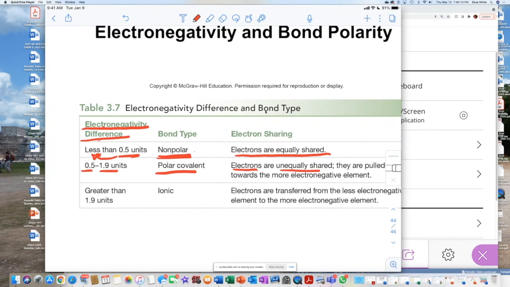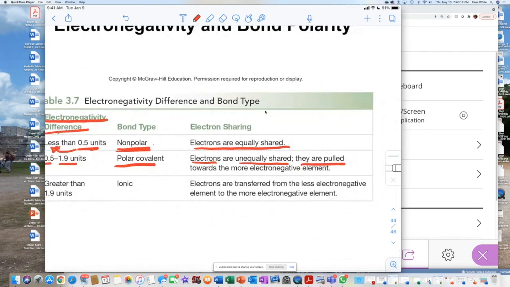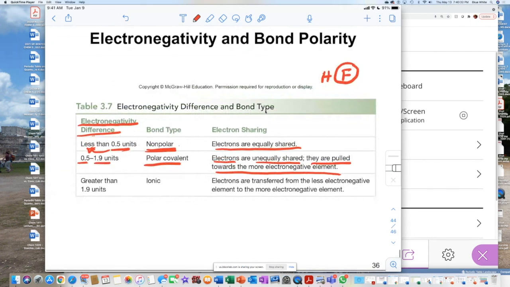Electrons are unequally shared and they are pulled towards the element with the greater advantage. And the advantage here is the electronegative element. So for example, if you place hydrogen and fluorine, fluorine has the advantage. So fluorine will pull the electrons to itself because it's very tiny. Okay. And then if you have a difference in electronegativity of 1.9 and above, then you get the ionic bond.